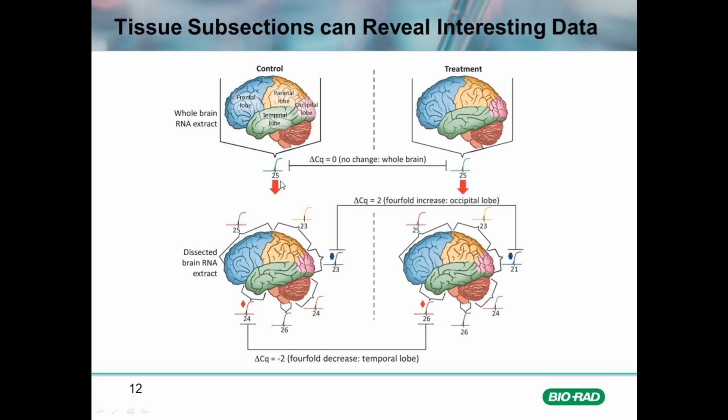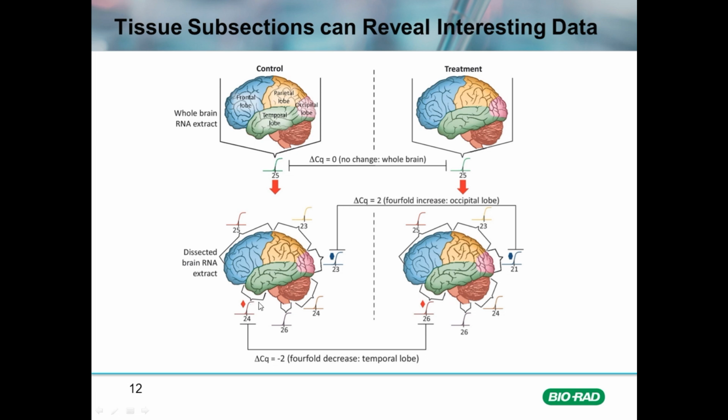However, had the tissue been subsectioned into component subsections, as we see here, what we see now is for the occipital lobe, we actually see a difference in the expression, where we have 23 CQ values in control, and it decreases to 21 in treatment. Therefore, the delta CQ is 23 minus 21, which is 2, which would result in approximately a 4-fold increase in gene expression for a target of interest in the occipital lobe.